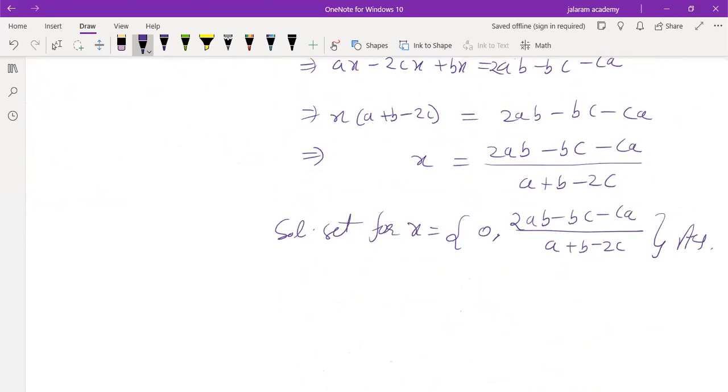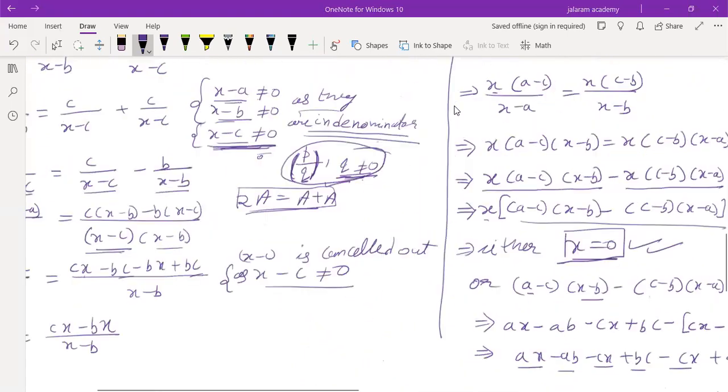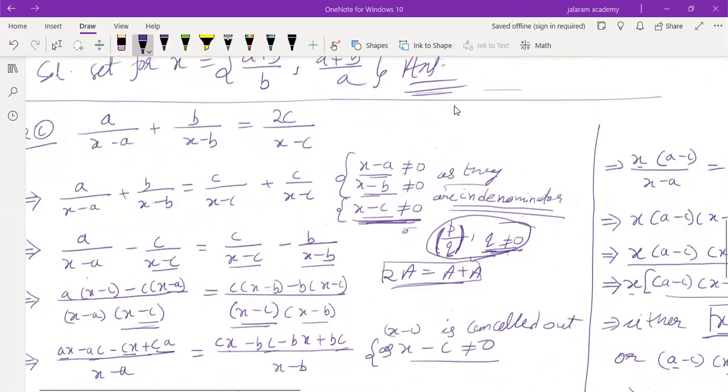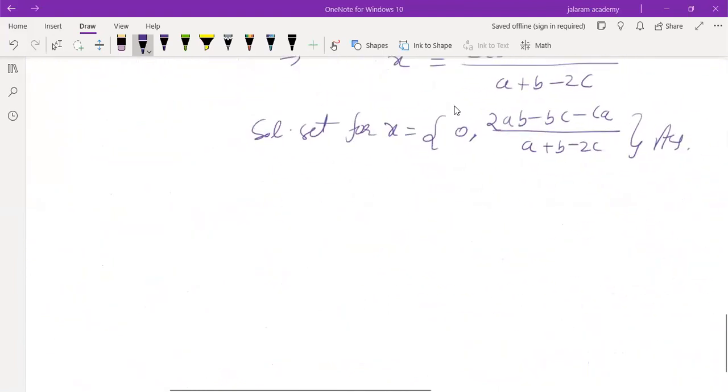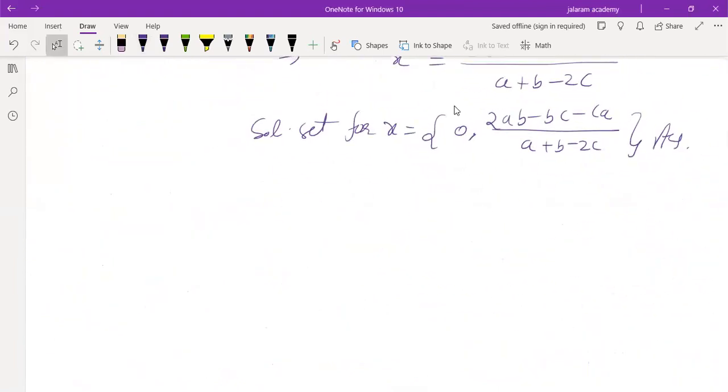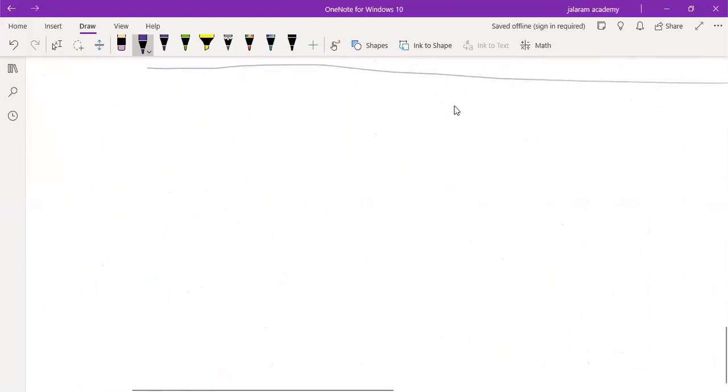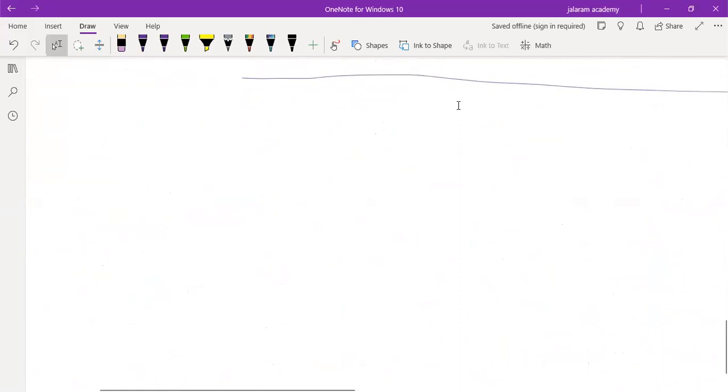Yes, sir, clear. Any doubt? No, na? No, sir. So this is the solution of question number 2C. So what is the next doubt? Sir, 4A. 4A.